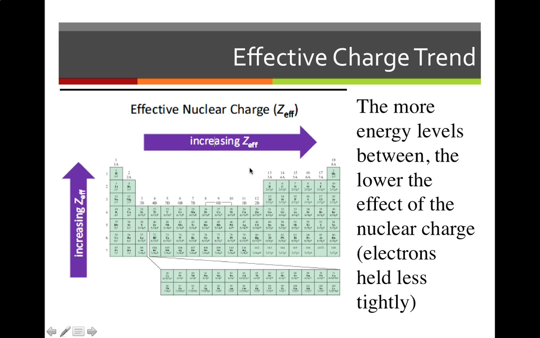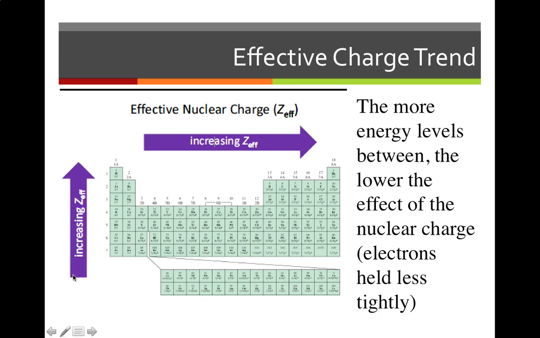So the trend that we have with this effective charge, and sometimes we write Z, which we said was the nuclear charge, with an eff behind it. That means it's no longer just our nuclear charge, it's the effective charge of the nucleus on the electrons that are being shielded by those inner electrons. And we see that as we go from left to right across the row, we are increasing the effective nuclear charge, so that nucleus has a greater effect on the outer electrons.